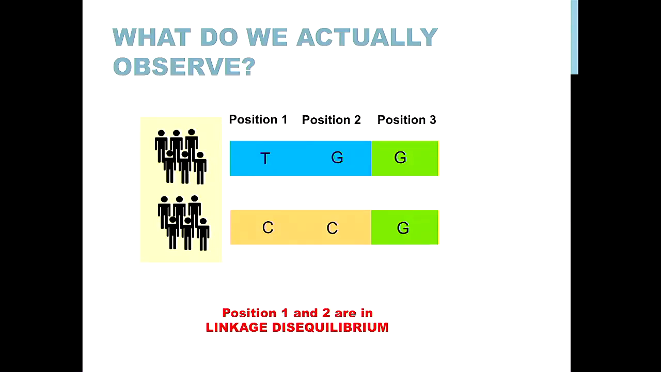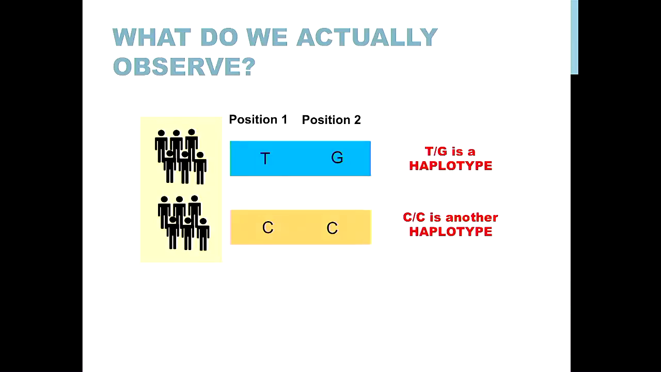And for some statistical genetics lingo, this is when positions 1 and 2 are considered to be in what's called linkage disequilibrium. Probably a better term would have been allelic association, but this was the term that was given and it has stuck. It sounds very fancy, but that is literally all that it is, just an association. And for some more lingo, which perhaps you've already heard, in this example, T and G would be considered a haplotype, and C and C would be considered another haplotype at these 2 positions.